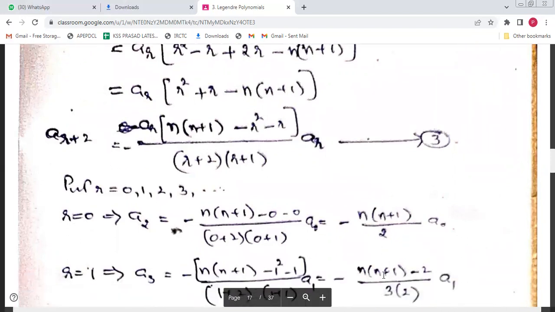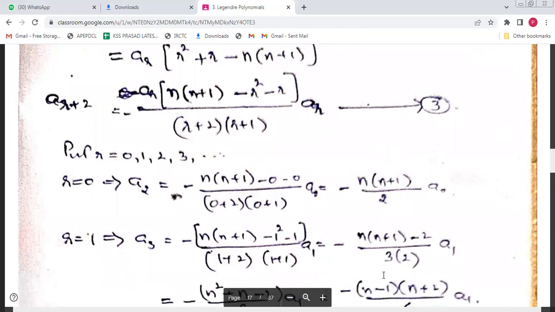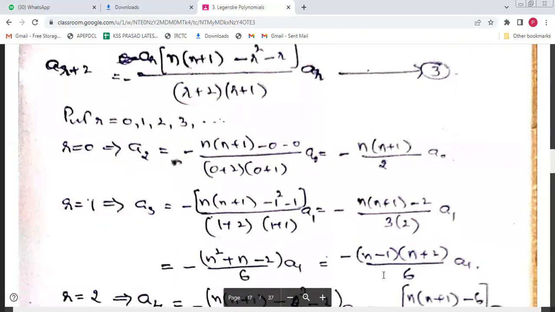Now when r equal to 1, this becomes a3 equal to minus [n(n+1) - 1² - 1] divided by (1+2)(1+1) times a1, that is equal to minus [n(n+1) - 2] divided by 3 into 2 times a1. That is nothing but minus (n² + n - 2) divided by 6 times a1. This can also be written as minus (n-1)(n+2) divided by 6 times a1.